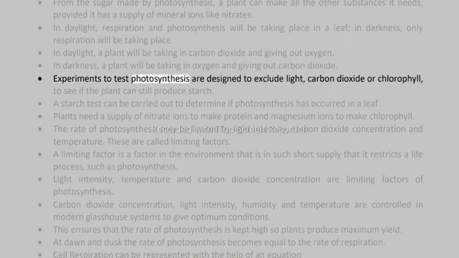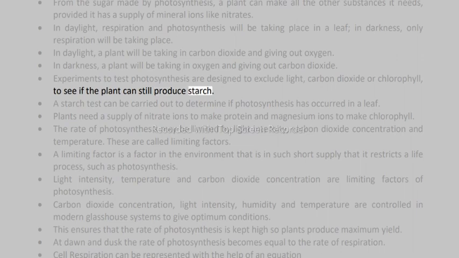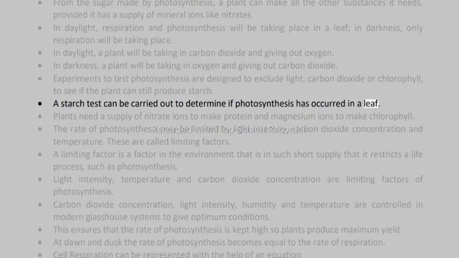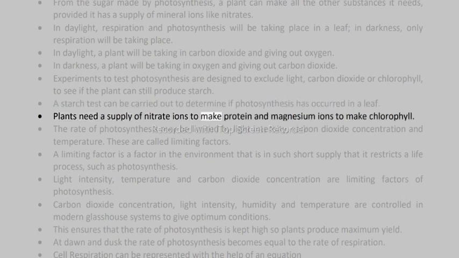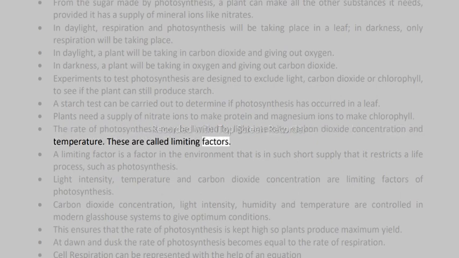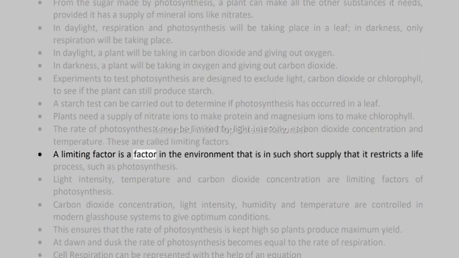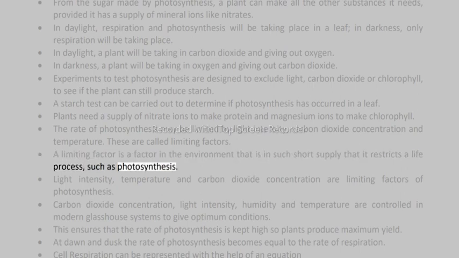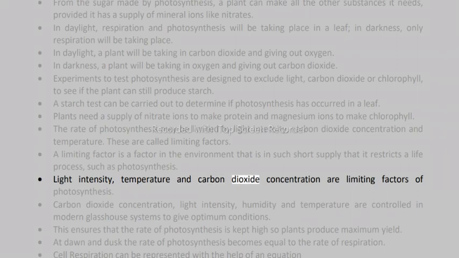Experiments to test photosynthesis are designed to exclude light, carbon dioxide or chlorophyll, to see if the plant can still produce starch. A starch test can be carried out to determine if photosynthesis has occurred in a leaf. Plants need a supply of nitrate ions to make protein and magnesium ions to make chlorophyll. The rate of photosynthesis may be limited by light intensity, carbon dioxide concentration and temperature. These are called limiting factors. A limiting factor is a factor in the environment that is in such short supply that it restricts a life process, such as photosynthesis. Light intensity, temperature, and carbon dioxide concentration are limiting factors of photosynthesis.